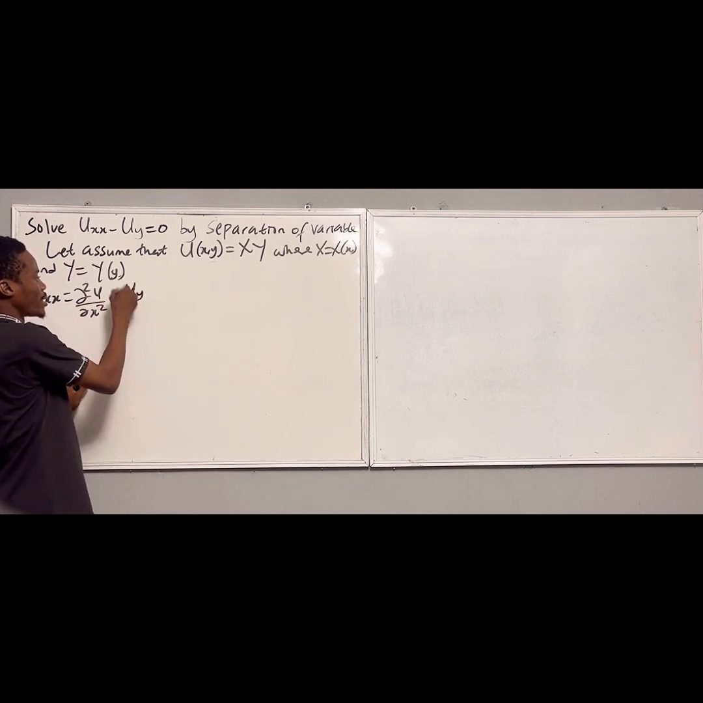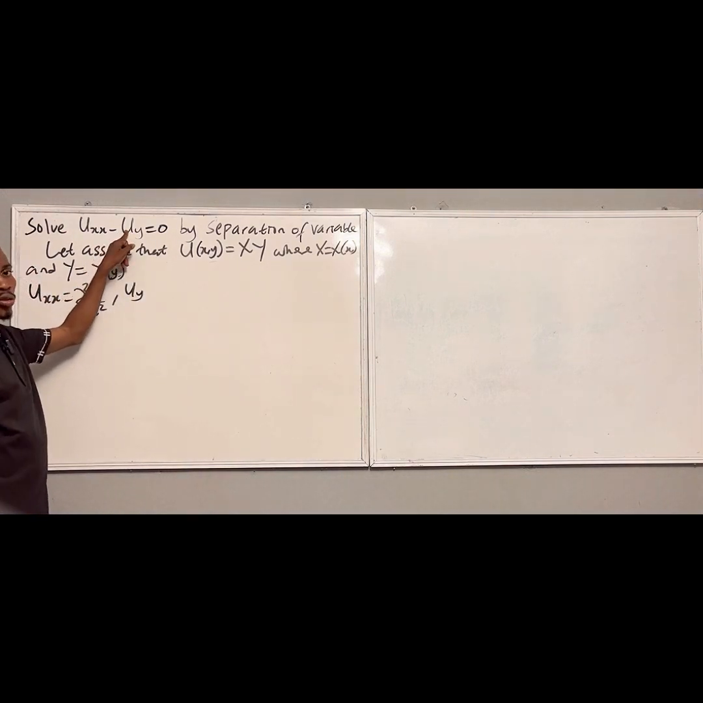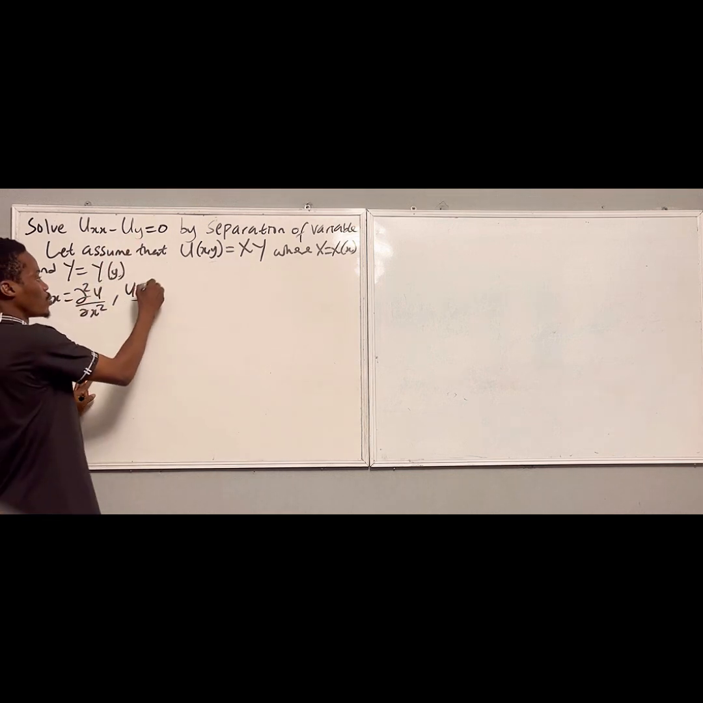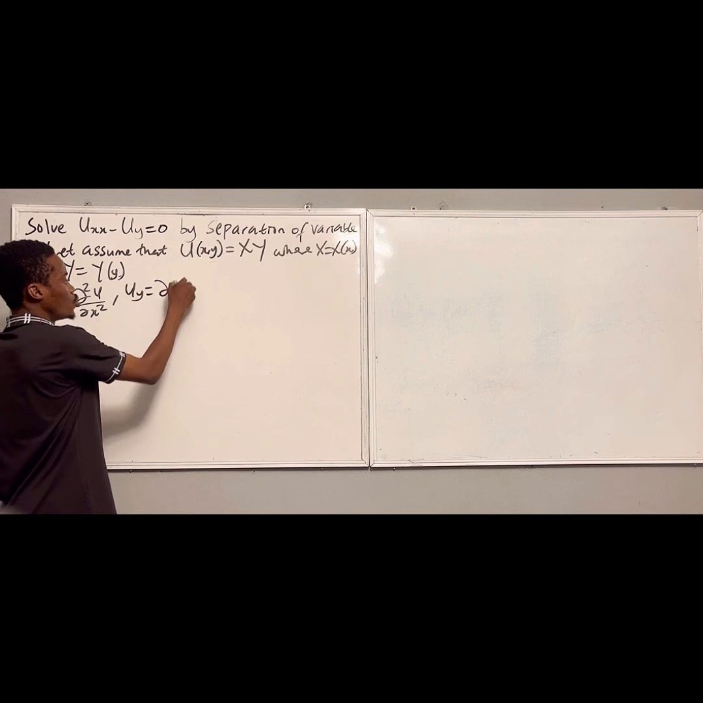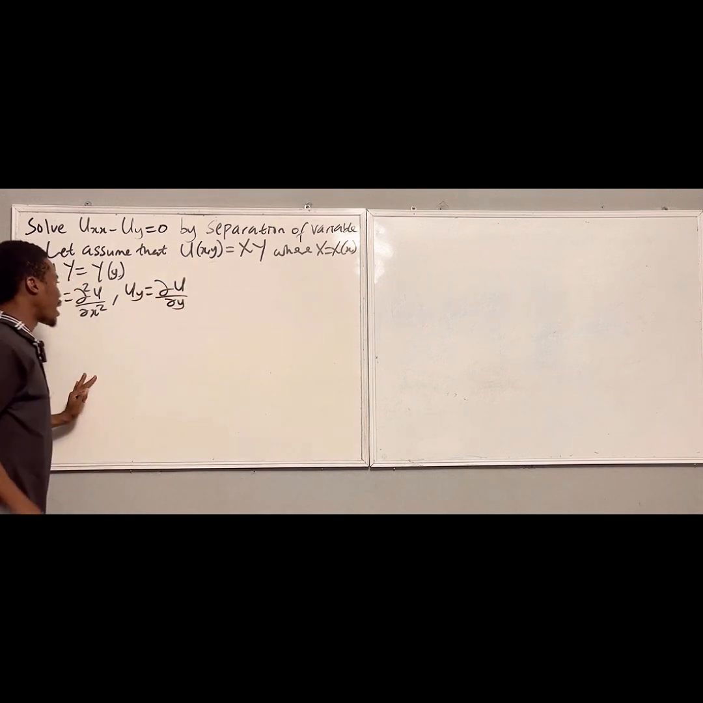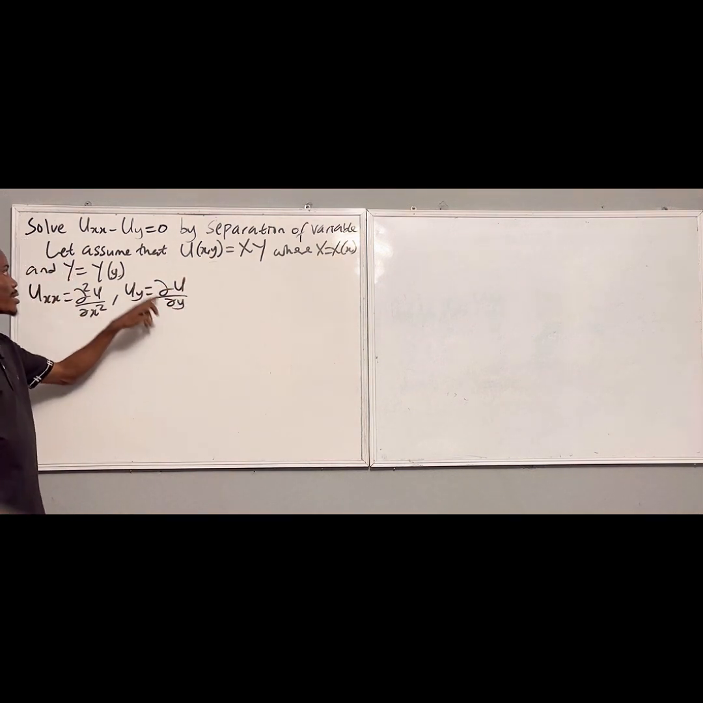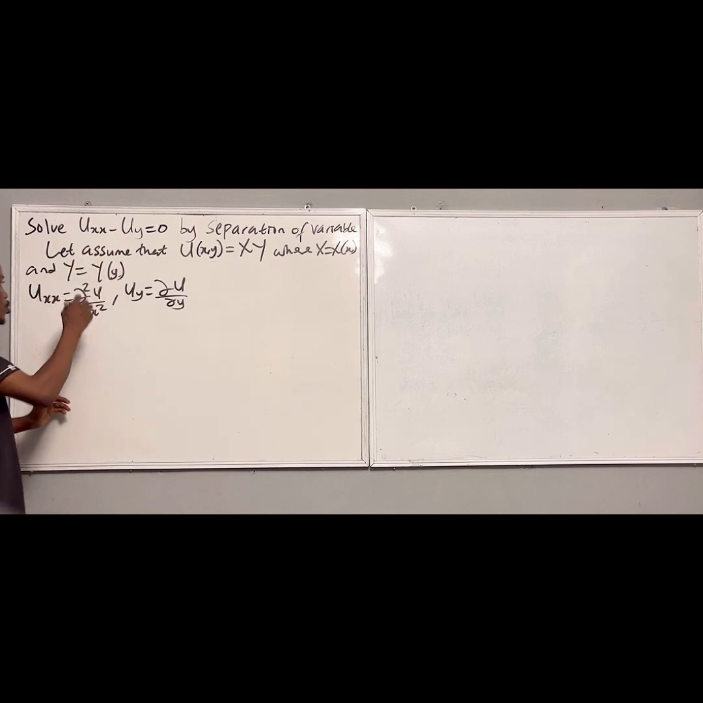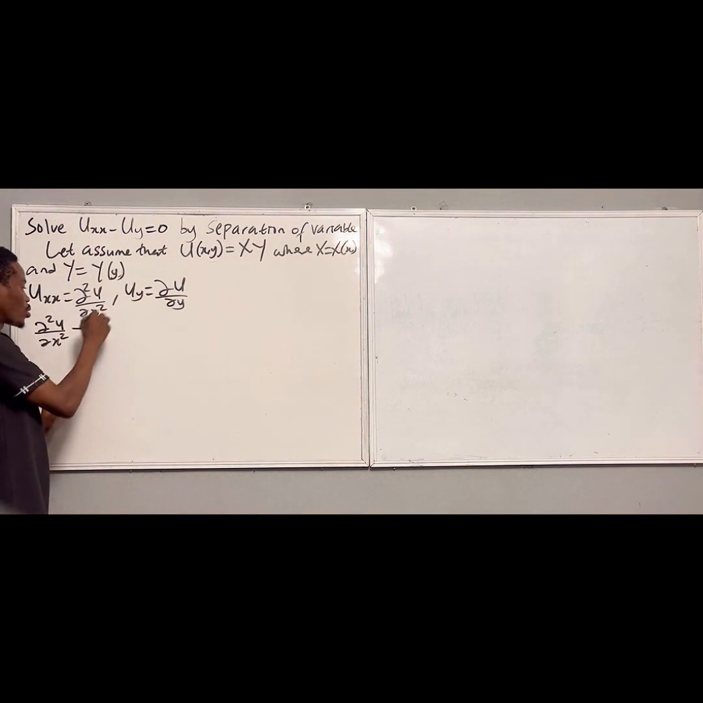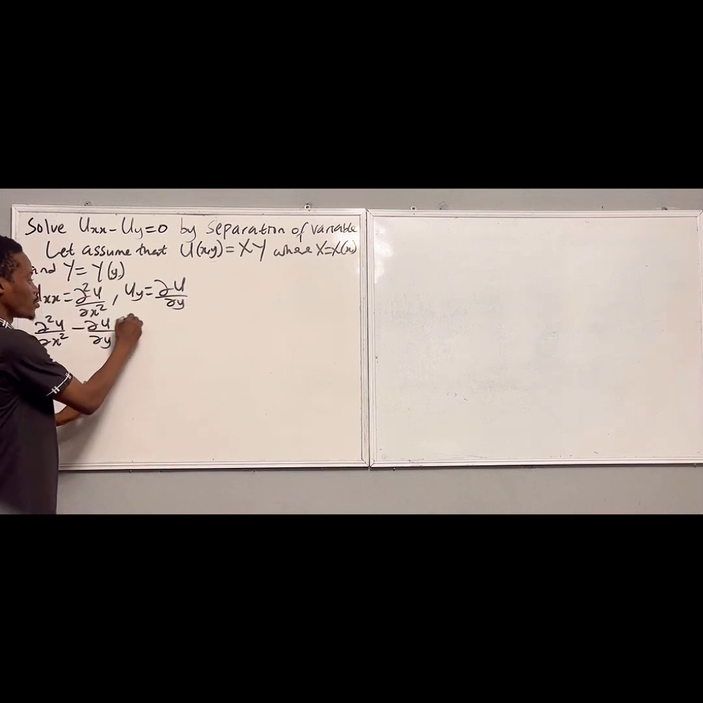Then Uy is the derivative of u with respect to y, so it means the u all over the y. I can easily replace this in this form, or I can solve it in the other form; either way. So let us use this: the square u all over the x square minus uy, that is the u all over the y, is equal to 0.